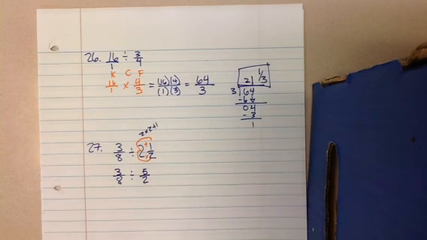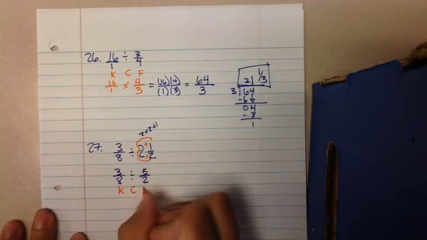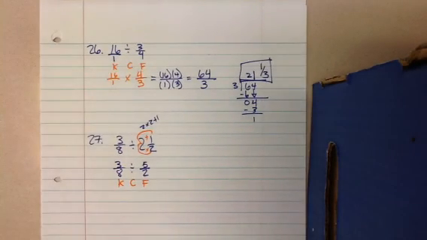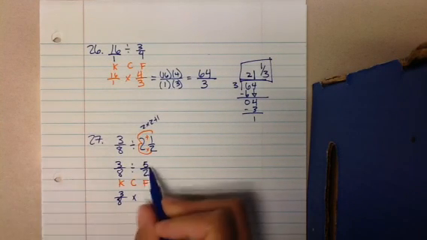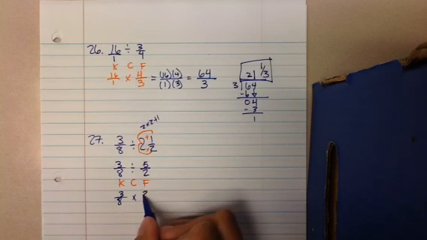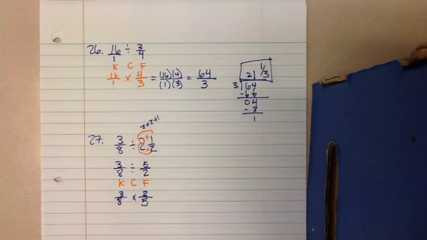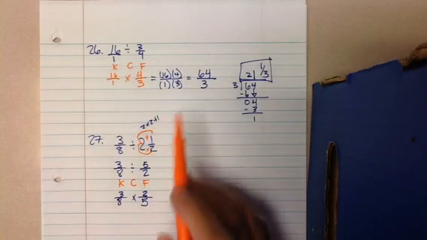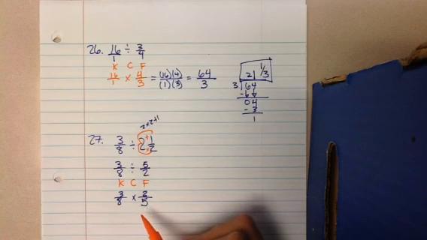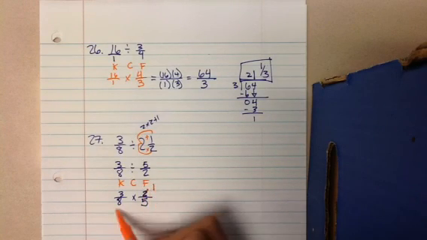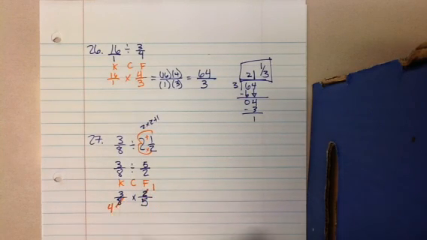Now, dividing, next step, favorite step, keep, change, flip. We're going to keep the 3/8 the same. We're going to change it to multiplication, and then we're going to flip it. My denominator is going to become my numerator, and my numerator is going to become my denominator. Now, second favorite step, cross-canceling, because I don't like to multiply big numbers like this, so I'm going to cross-cancel. 2 and 8, they have a common factor. It's 2. 2 divided by 2 is 1, and 8 divided by 2 is 4.